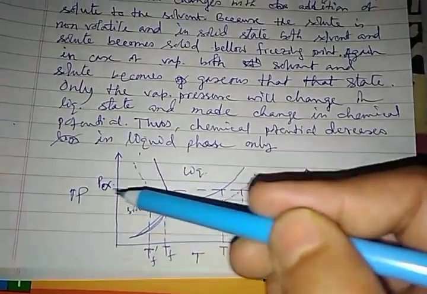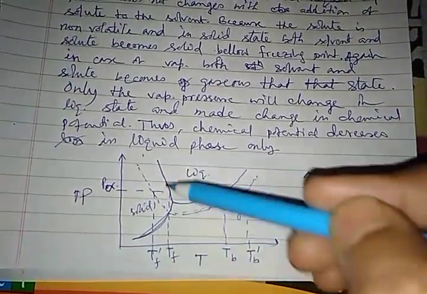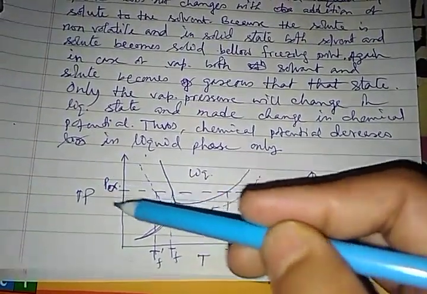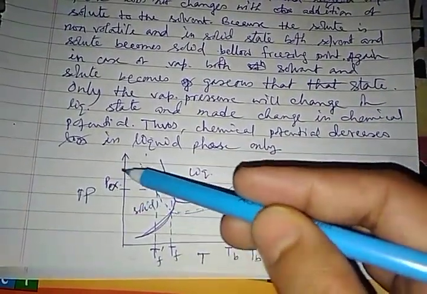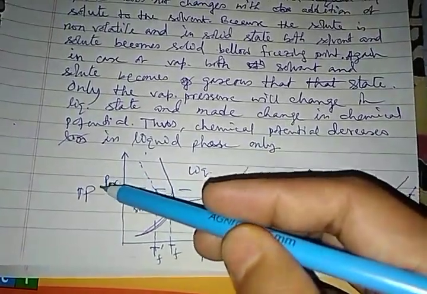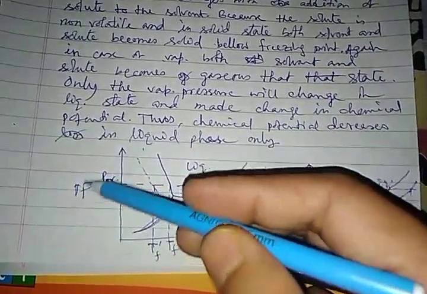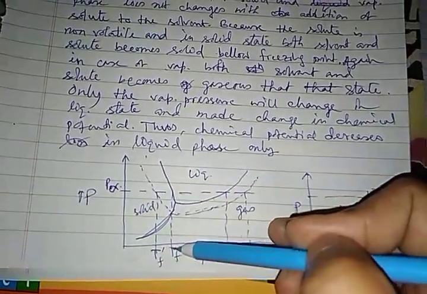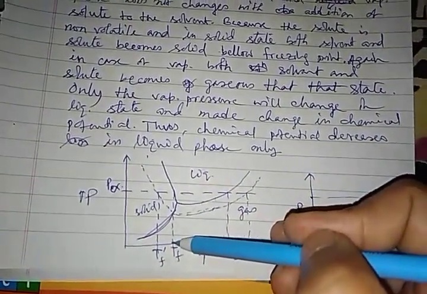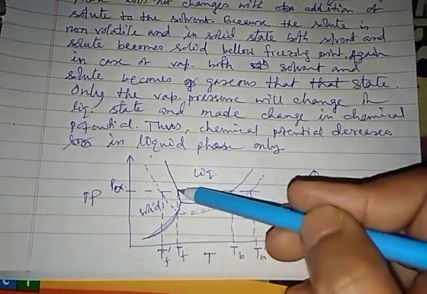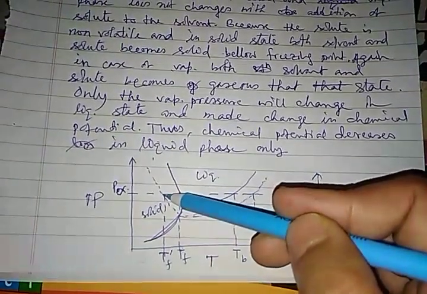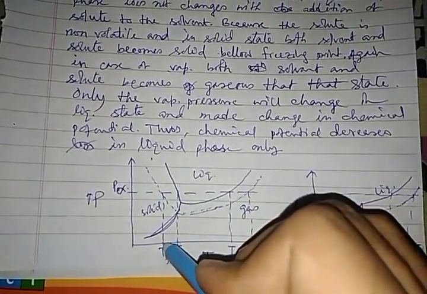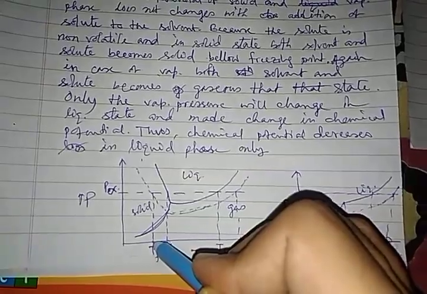Now the definition of your freezing point is at a given pressure. I am saying that this is the pressure, which is atmospheric pressure exerted by the external environment, then this will be my freezing point for the pure case. Now this is shifted to a lower value when I added sodium chloride, that is, when I have made a solution.